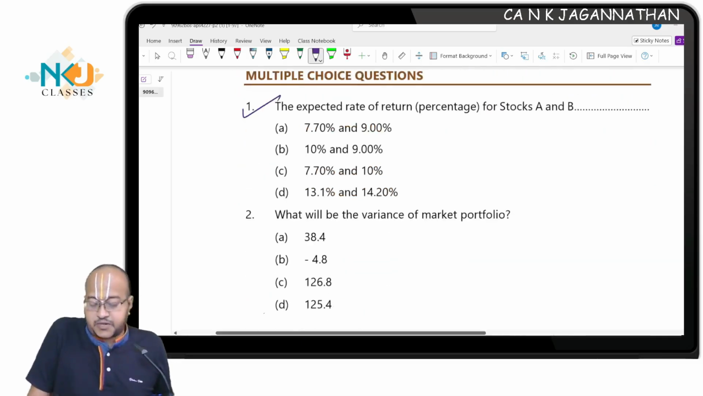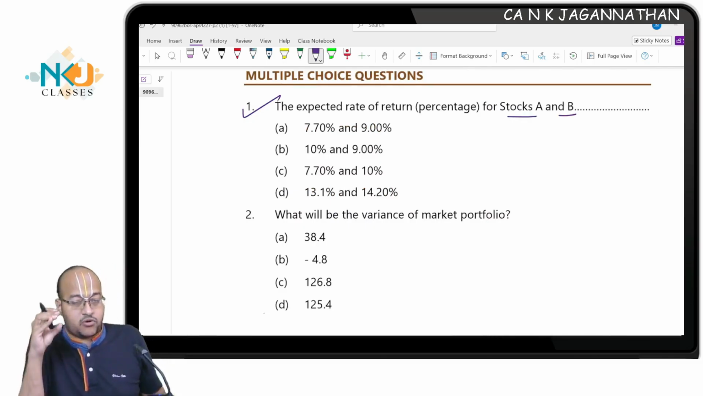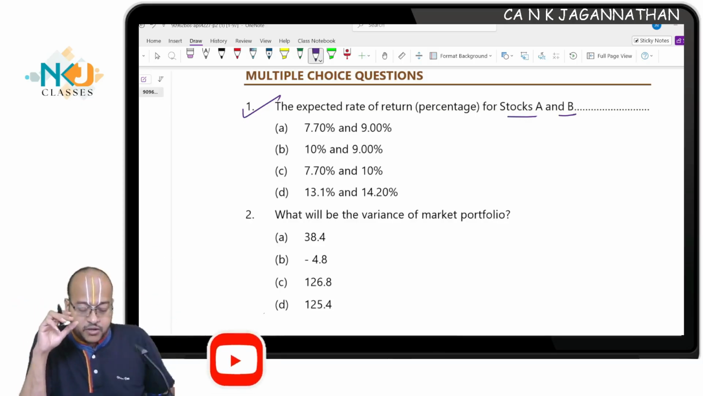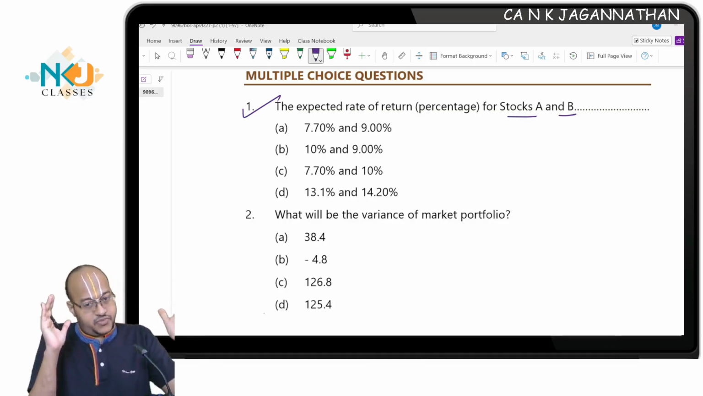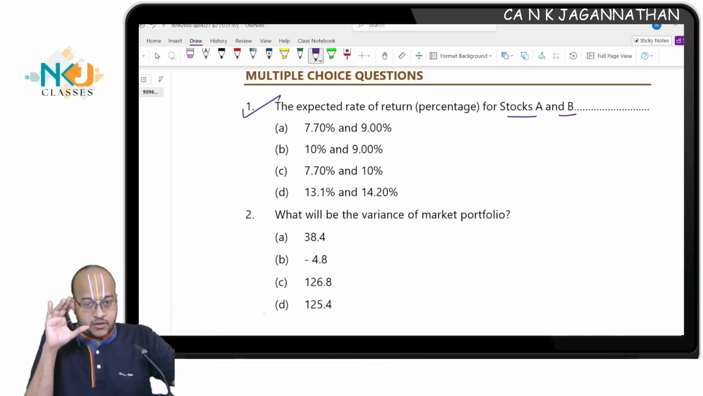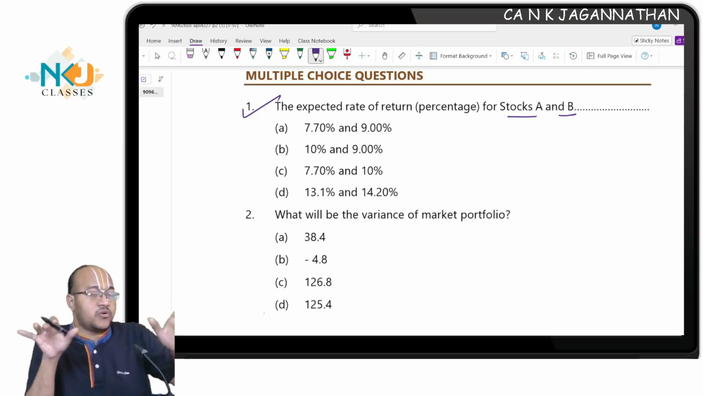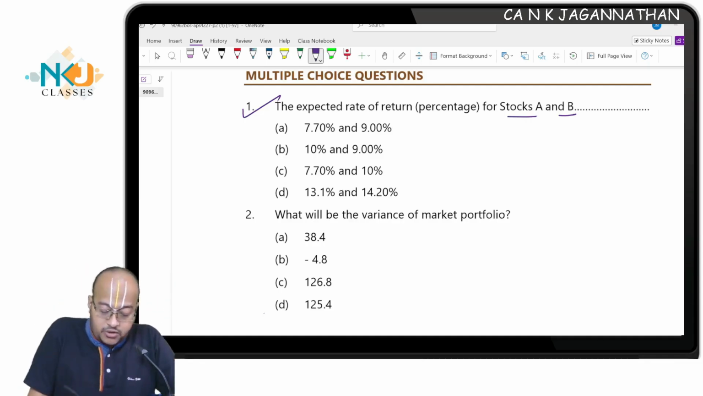See, question number 1, the expected rate of return for stock A and stock B. In many of your portfolio management chapters, I already told you the expected rate of return and required rate of return are used interchangeably. They have not been properly differentiated. But this question is a classic example where they have given you a clear demarcation between the expected return and the required rate of return, that is CAPM or SML return. What is the difference between the SML return or the CAPM return and the expected return, the mean return, and under or overvaluation based on this return? Everything they have clearly given. So this is a very good quality, important question.